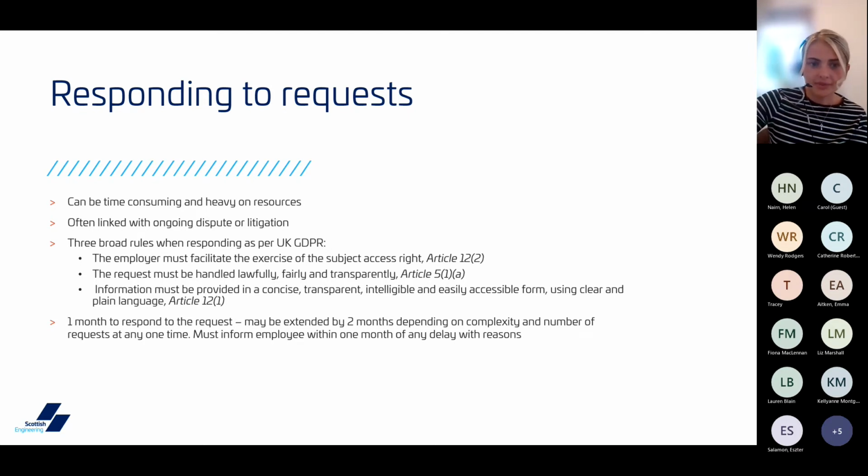There are 3 broad rules for you to follow when responding, and these come straight from the UK GDPR legislation. The first broad rule is that you must facilitate the exercise of the subject access request. The request must be handled lawfully, fairly and transparently, and the information must be provided in a concise, transparent, intelligible and easily accessible form using clear and plain language. This last one comes into play in the form you choose for delivering the information back to them.